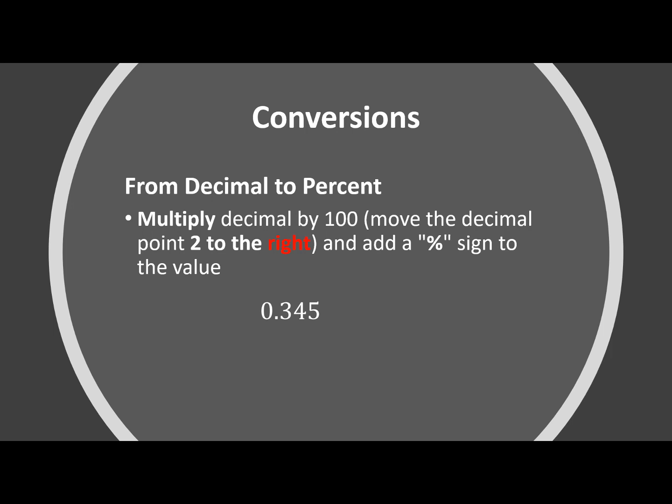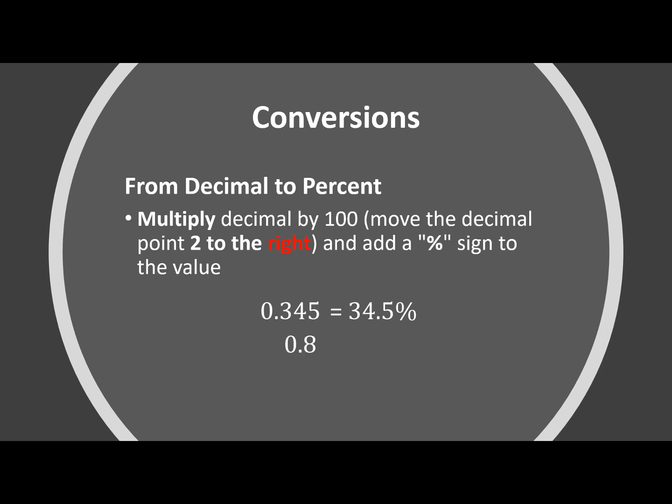The decimal 0.345 as a percent, if we move the decimal place 2 places to the right and add a percent sign, we get 34.5%. Or if we take 0.345 and multiply it by 100, we get 34.5 and then add a percent sign.